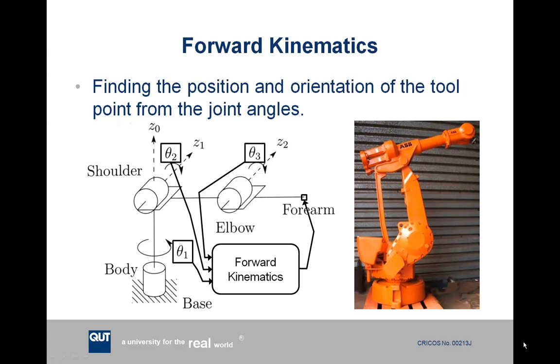So in the past lectures, we've already looked a little bit at forward kinematics. Forward kinematics is about finding the position and orientation of the tool point, generally that bit at the end of the robot arm which does the useful stuff like picking up stuff or welding and so forth, finding out its position from the joint angles along your multi-armed robot. So that's what forward kinematics is about, going forward from the base of the robot towards the tool point at the end of the robot's arm.